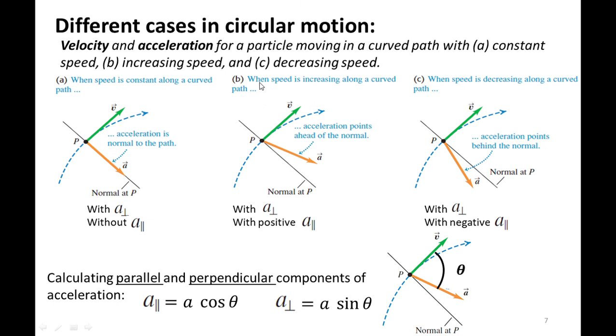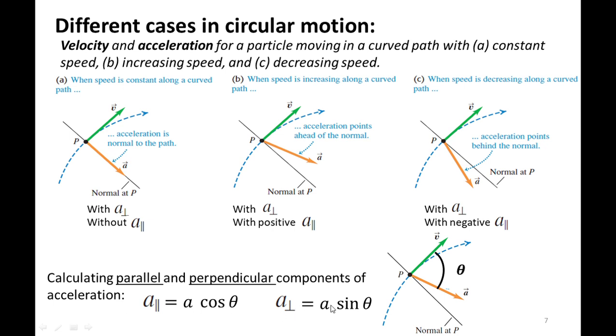In the case when the object is speeding up, or the speed is increasing along the curved path or the circular path, we still have a non-zero perpendicular acceleration and we have a positive parallel acceleration. For when the speed is decreasing along the curved path, or when the object is slowing down while following the circular path, we still have a non-zero perpendicular acceleration, but we now have a negative parallel acceleration.